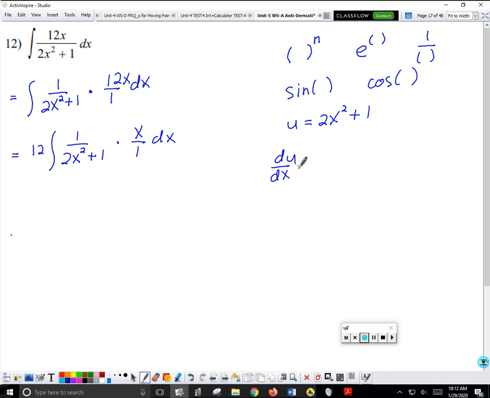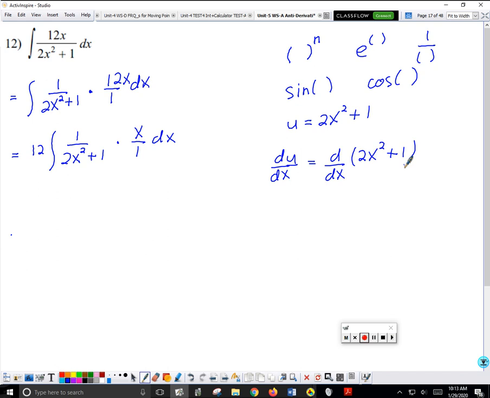I feel like I'm in that movie. U is special. U is 2x squared plus 1. Okay. I should have had that. That would have been awesome. Little girl's like, what? Mommy, I'm 2x squared plus 1. Okay.